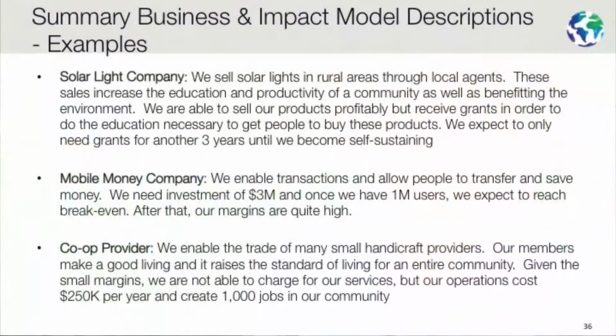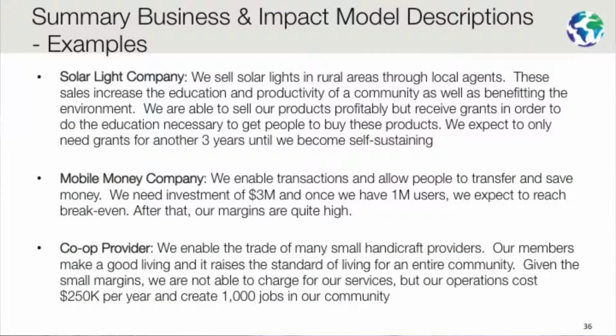A mobile money company, for instance, might say, we enable transactions and allow people to transfer and save money. We need investment of $3 million, and once we have 1 million users, we expect to reach break even. After that, our margins are quite high. So in that case, you can see that this is a different business model. They're probably a straight-on for-profit who's going to do some social good by giving people access to the financial inclusion world. But they're not asking for charity. They're probably asking primarily for equity.